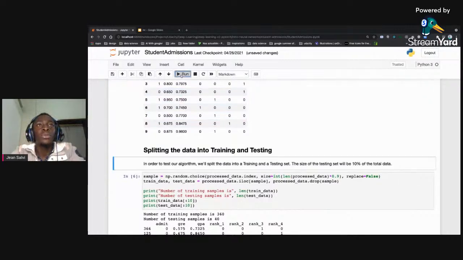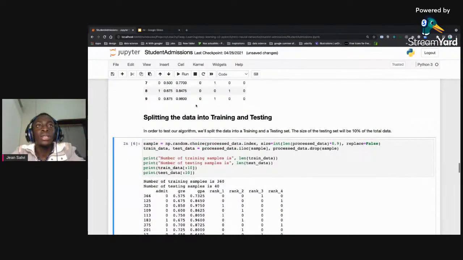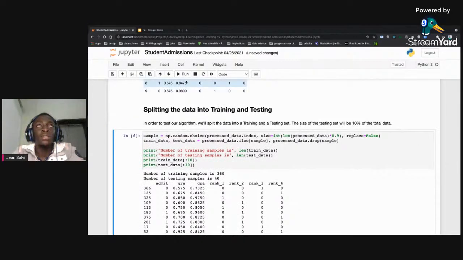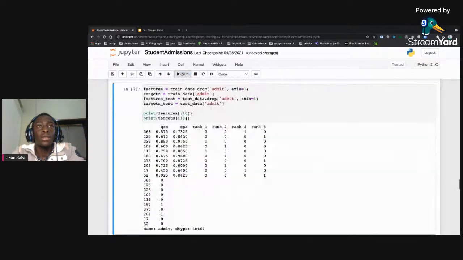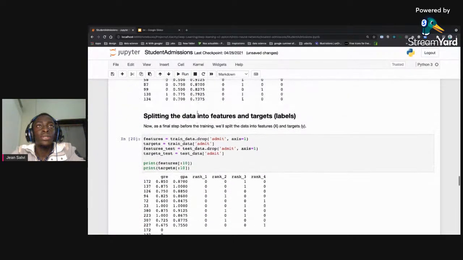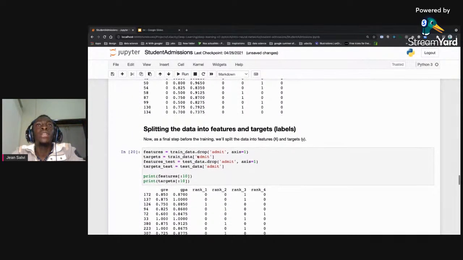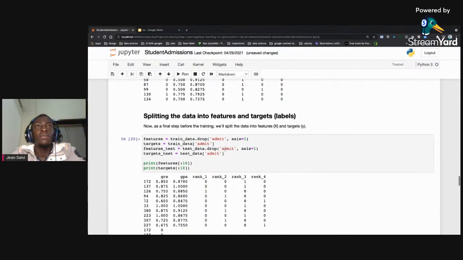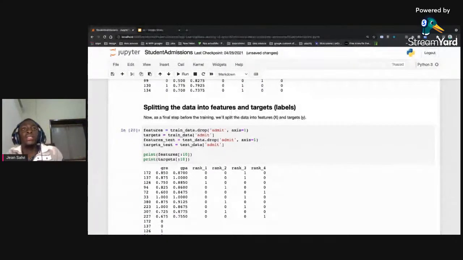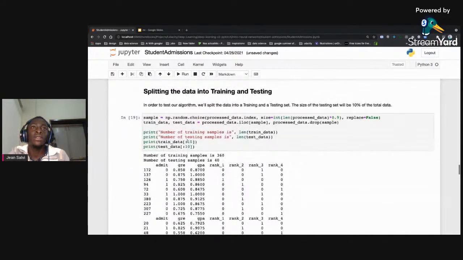Yeah, for splitting data, you have to split it into training and testing data sets. That's a simple one. And then split the data into target and features. The target means whether someone is admitted or rejected, and if it's not admitted, then it's rejected. The features are those like grade and GPA.